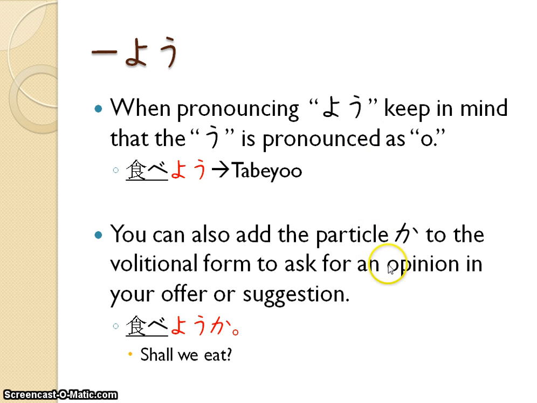And once again, just like ましょう and ましょうか, you can add a ka at the end to make it as if you're asking for someone's opinion or response to your suggestion. So 食べようか would be shall we eat?